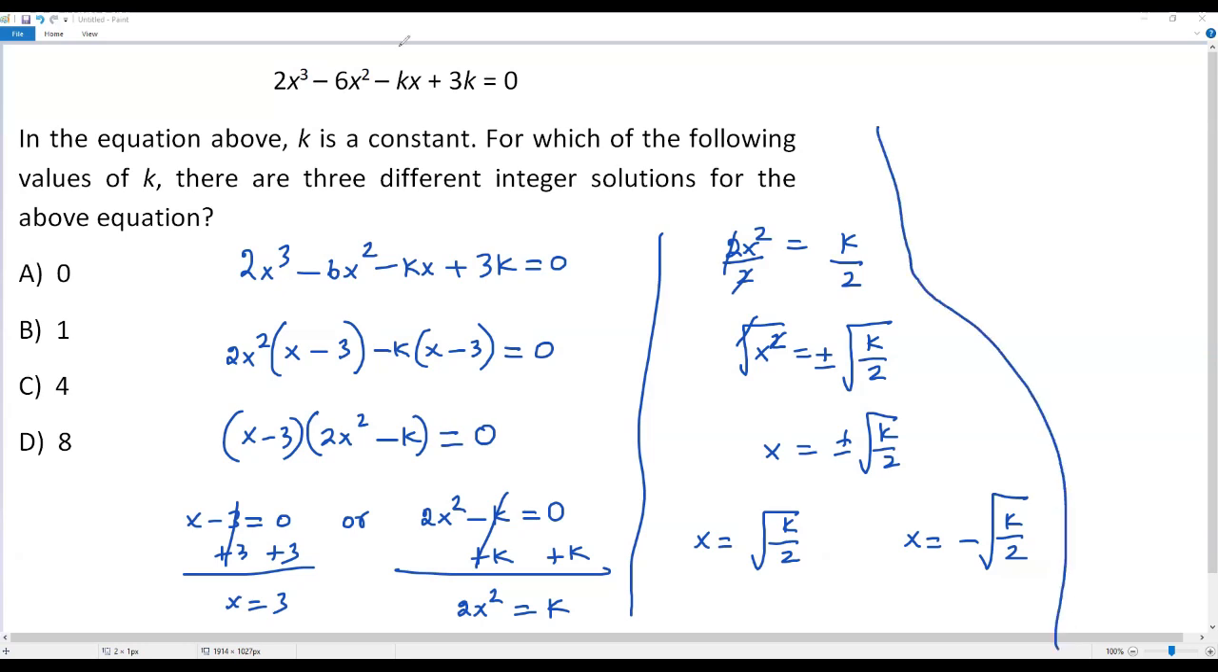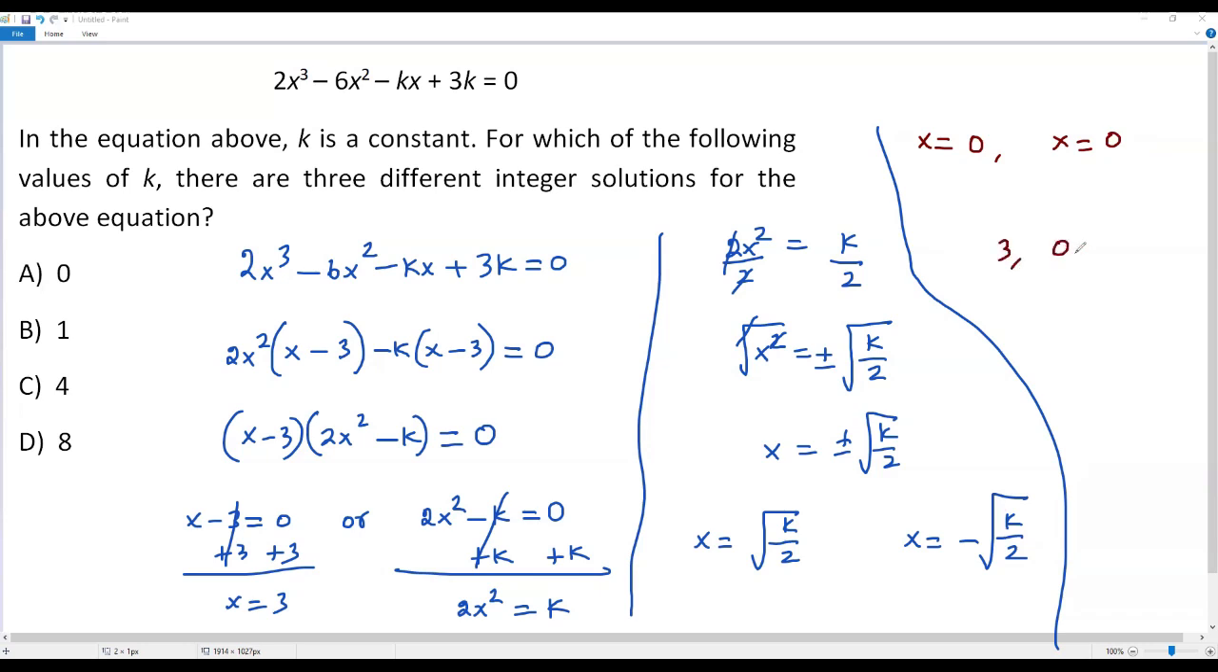When I plug in k equal to 0, I get 0 divided by 2, which is 0, and the square root of 0 is still 0. And when I plug in k equal to 0 here, it is the same thing: 0 divided by 2 is 0, and the square root of 0 is 0. Here we get the same solution. So we get only two solutions for the given equation when k is equal to 0.